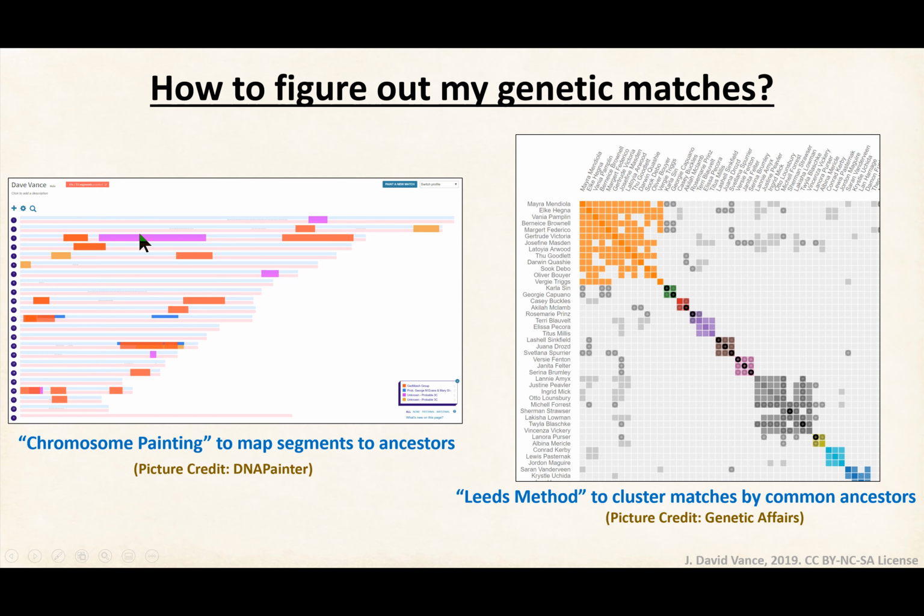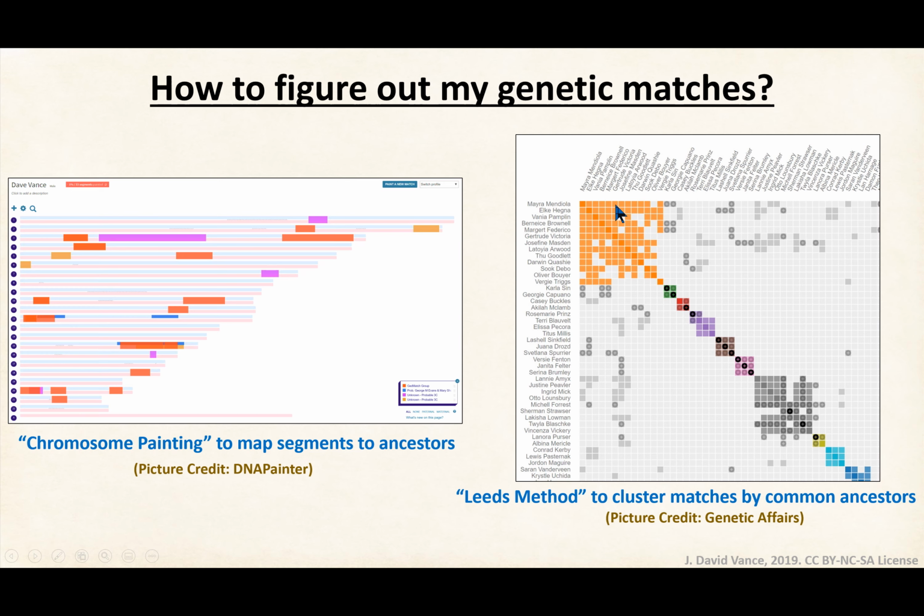But the point is, you start mapping the segments of your chromosomes that are handed down to you by certain ancestors. And sometimes you only know it's your father or your mother. Sometimes you can get more precise. But you start mapping that, and then anyone else that comes along that matches you, you can plot against this kind of chart and see which segments you have in common. That'll tell you what your common ancestors are. There's also something called the LEEDS method, which was invented to help you cluster matches by common ancestors. It's another very powerful tool.